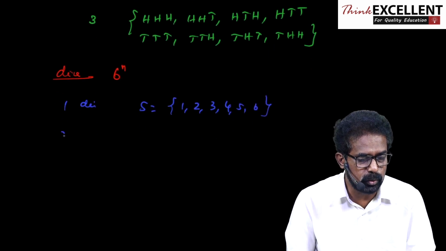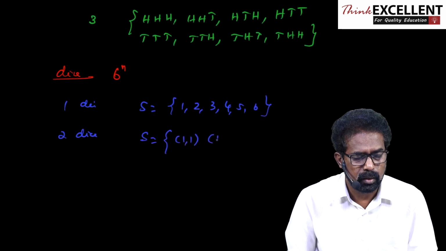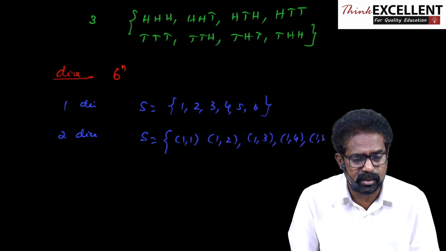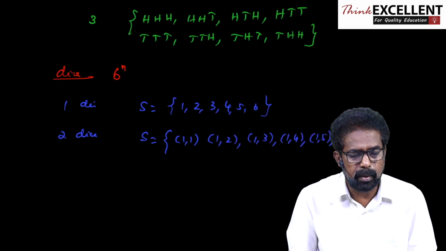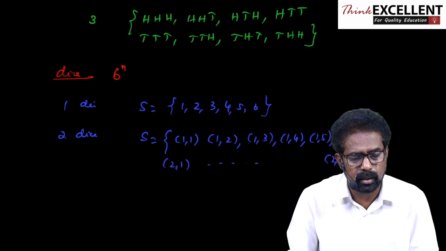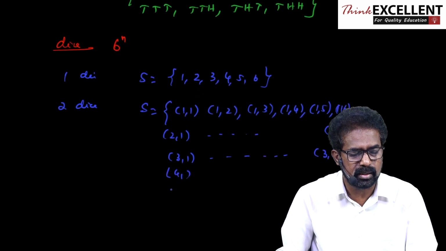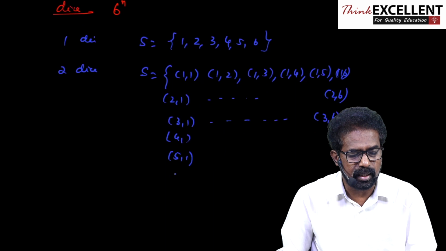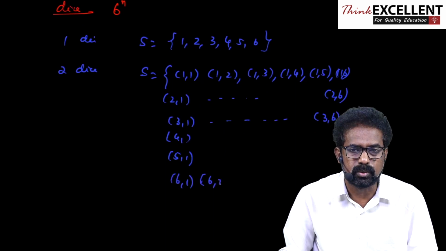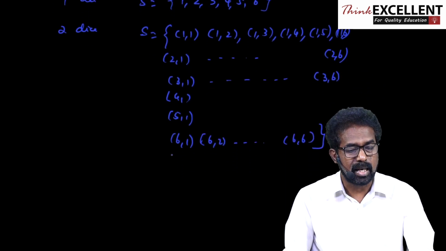When you throw two dice, the sample space is: both may be 1,1; 1,2; 1,3; 1,4; 1,5; 1,6. Or it may be 2,1; 2,2, etc., 2,6. Or 3,1; 3,2, etc., 3,6. Like that, 4,1; 4,2; 4,6; 5,1; 5,2; 5,6. Then finally 6,1; 6,2, etc., 6,6. So these are the sample points.